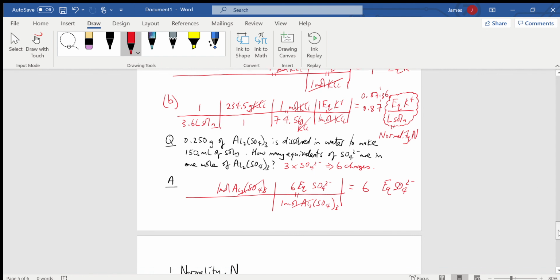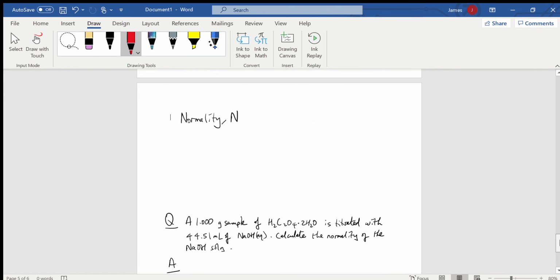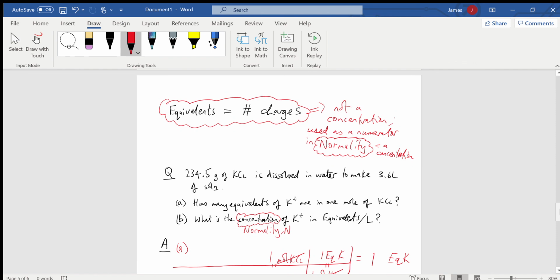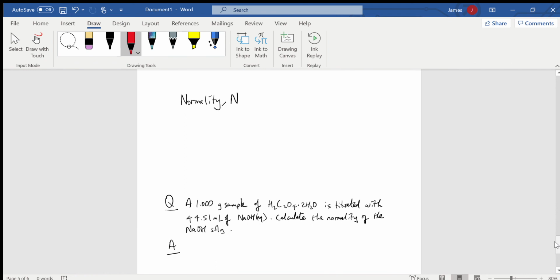Okay, and this is the last page in this video. We did talk about normality in the previous page, but we introduced it with equivalence. Now we're experts on equivalence. We can go right to normality itself from the get-go. And this is equivalence per liter of solution. That was supposed to be solution. It looks like John somehow. So solution.